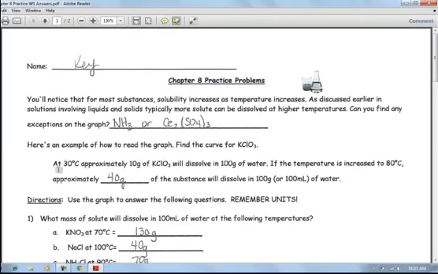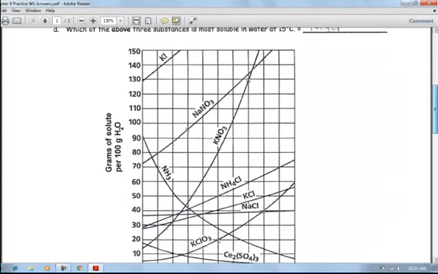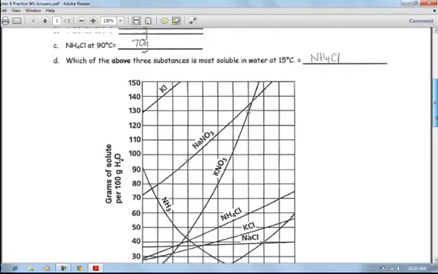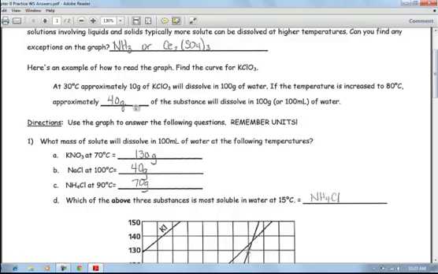And then in order to read the graph, it says at 30 degrees, approximately 10 grams of KClO3 will dissolve in 100 grams of water. If the temperature is increased to 80, they want to know how much will dissolve. So I'm going to go to KClO3, which is this line, and I'm going to find 80 degrees. And if I go up and read it, I'm going to find out that's about 40 grams. And that's what I have written in here.